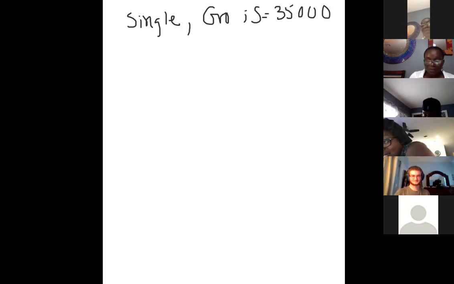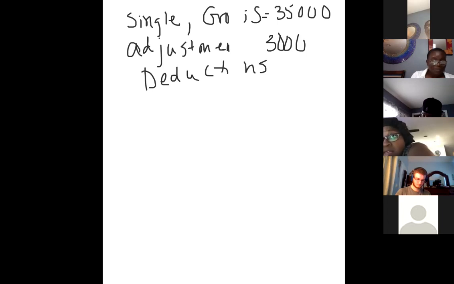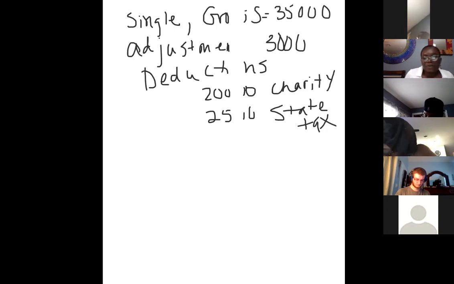It's a single person. The gross is $35,000. There's an adjustment, and the adjustment for this one is going to be $3,000. There are some deductions: $2,000 for charity and $2,500 for state taxes. And guys, that's it. Your job is to figure out this person's tax liability. So $35,000 gross, $3,000 adjustment, $2,000 charitable contribution, $2,500 state tax. Charity is $2,000, right? Yeah. All right. Okay. So now let's go ahead and work on this.